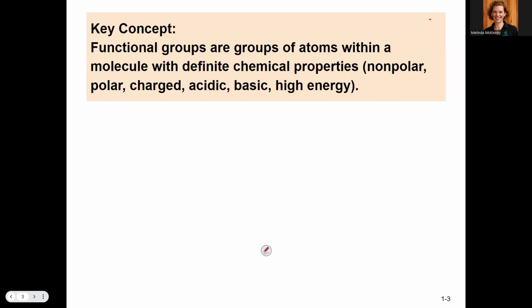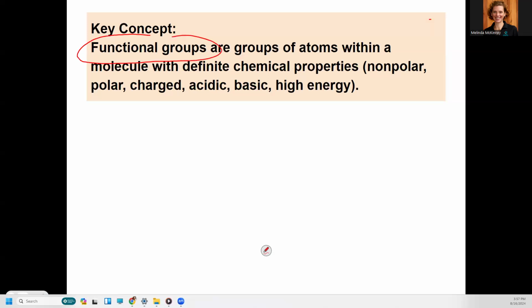This is Bio 181, Chapter 3. Our key concept is functional groups. So functional groups are groups of atoms within a molecule that have definite chemical properties. So they have properties that are always going to be associated with those few atoms.